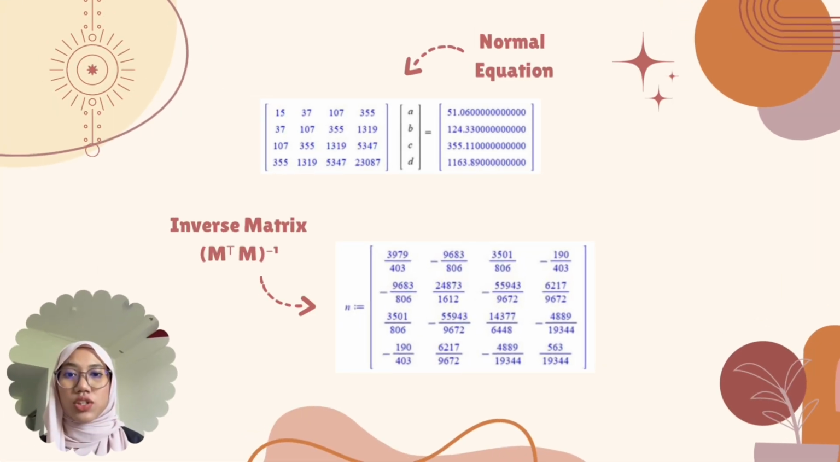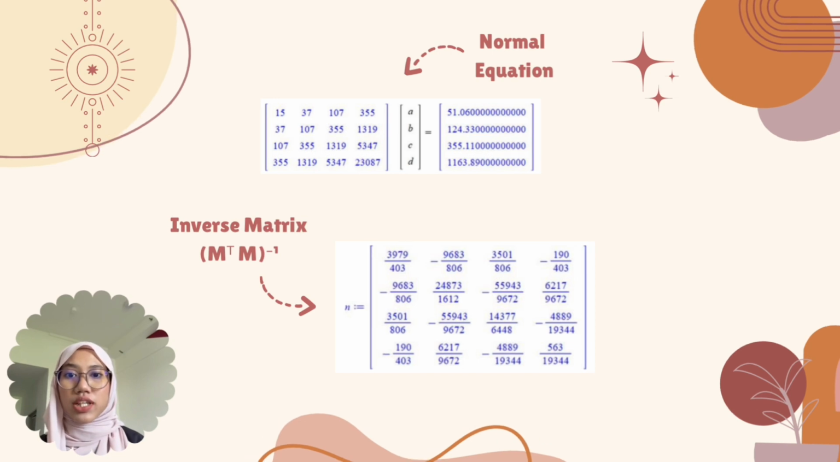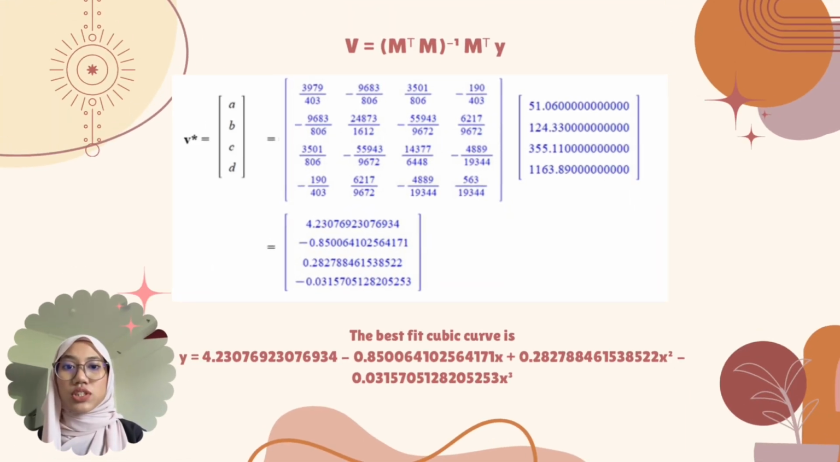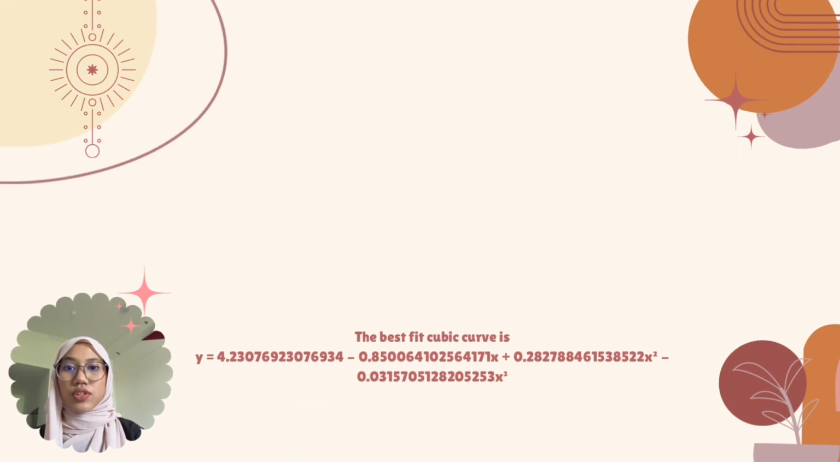So this is the normal equation of our matrix in the form of M transpose M V equals M transpose Y. To find the values of a, b, c, d, we need to move the matrix M transpose M to the right side by finding its inverse matrix. Then we will get as follows. The formula to find the least square solution is V equals M transpose M inverse multiplied with M transpose Y. Then we will get as follows. Lastly, we substitute the values of a, b, c, d that we got earlier into the general equation. Then we will get the best fit cubic curve as follows.